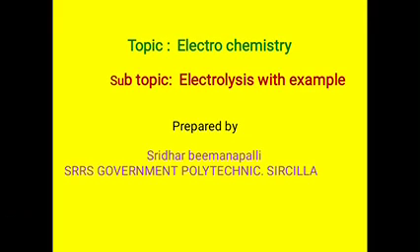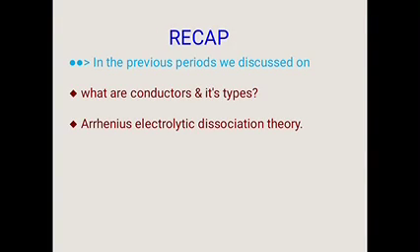Let us see the recap of the previous syllabus. In previous periods, we discussed what conductors are and their types. We discussed what is meant by a conductor and its classification based on the mechanism of flow of electricity. That is two types: electronic conductors and electrolytic conductors.